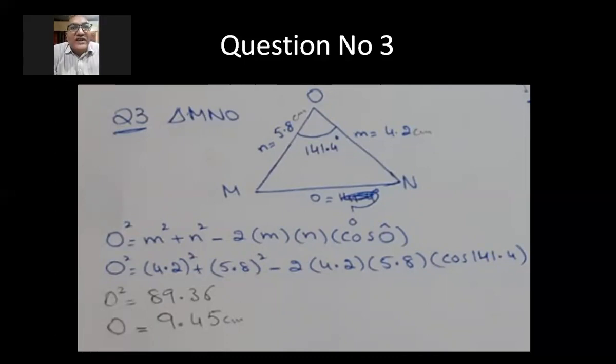According to the law of cosine, O square is equal to M square plus N square minus 2 into M into N into cos of O. So O square is equal to 4.2 square plus 5.8 square minus 2 into 4.2 into 5.8 into cos of 141.4. Just enter these values, hit the equals to button, you get 89.36. Under root answer equals to, you get 9.45 centimeter. So the side O will be 9.45 centimeter. So this is question number 3 of the exercise 8T.